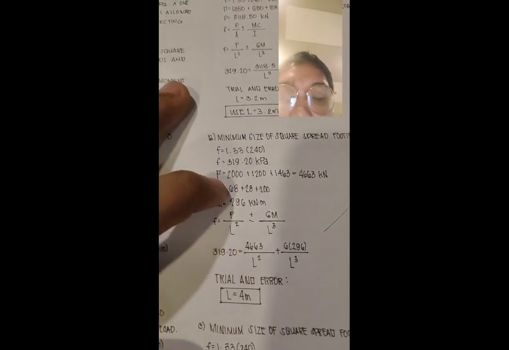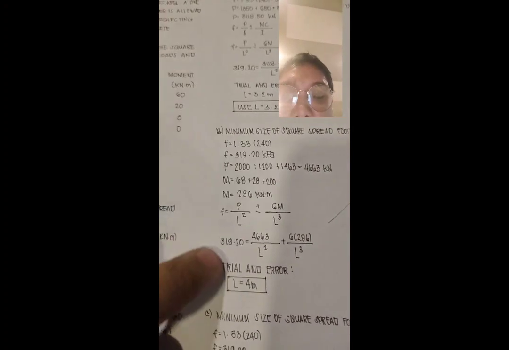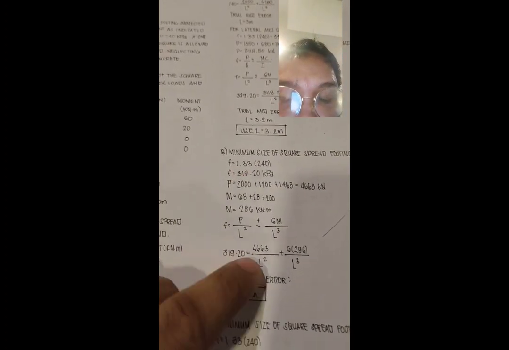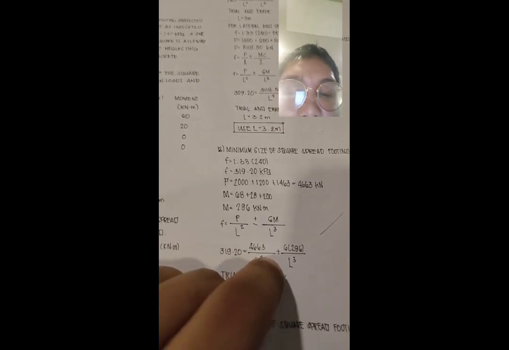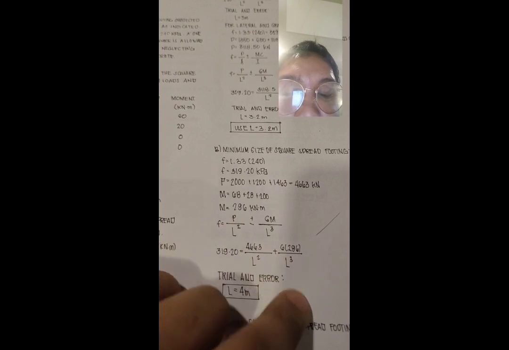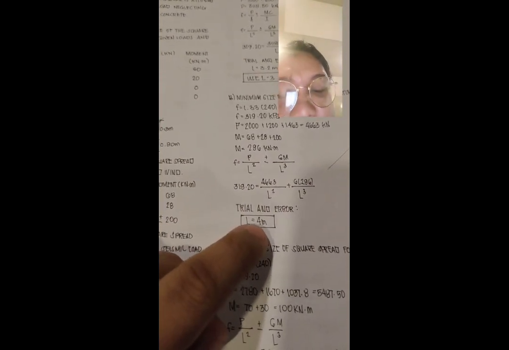We're getting pressure is equals to P all over L squared plus or minus 6M all over L cubed. So, pressure natin na 319.20. Ito siya. Is equals to 4,663 all over L squared plus 6 times 296 na M all over L cube. Trial and error. We're getting L is equals to 4 meters.